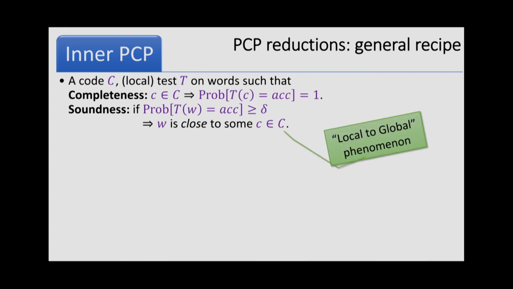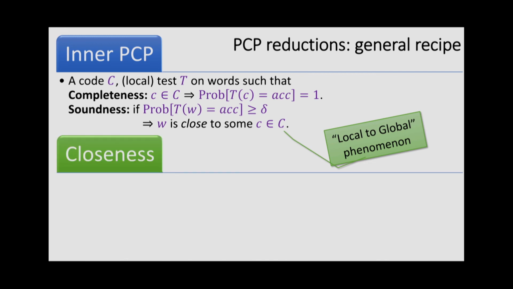This is sometimes referred to as the local to global phenomenon because you have local information. You know that some local test accepts your word, and you are able to deduce closeness globally to some codeword. So let me just put it out of the way. These are two properties that I needed. They are by no means enough. But still, let's run with it.